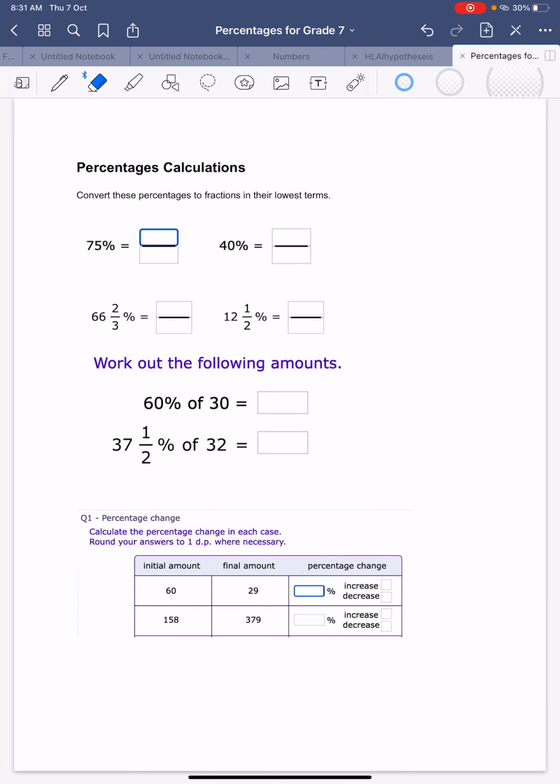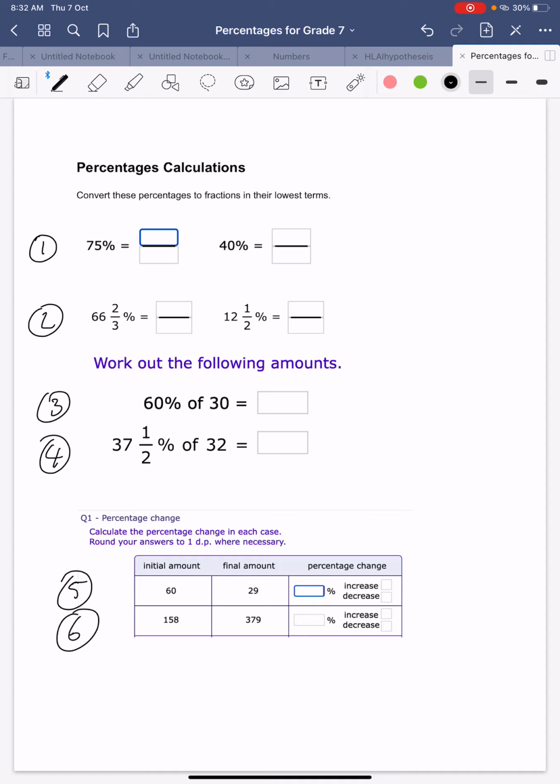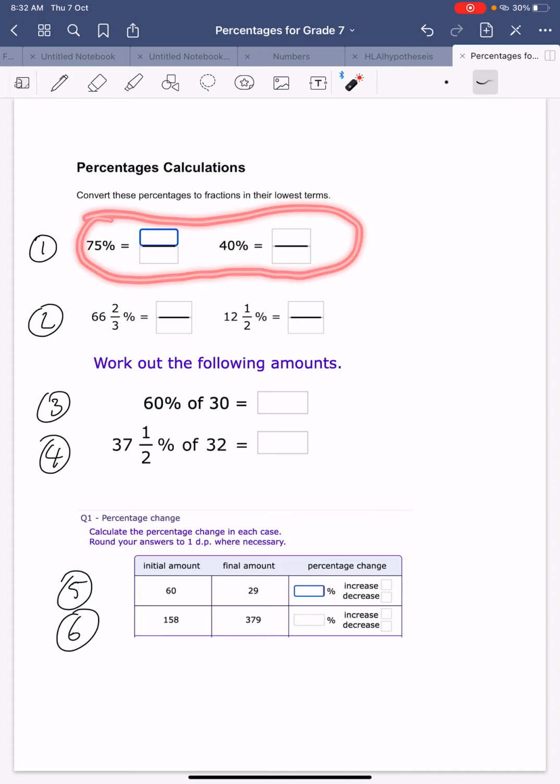All right, here's some percentage questions. So we'll start right at the top. We might as well just number these: 1, 2, 3, 4, and 5 and 6. So the first one, we're going to convert these percentages into fractions in their lowest terms.